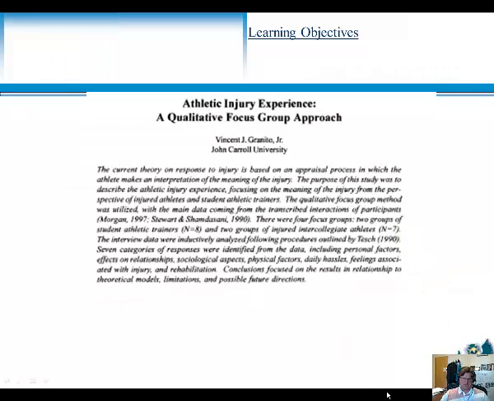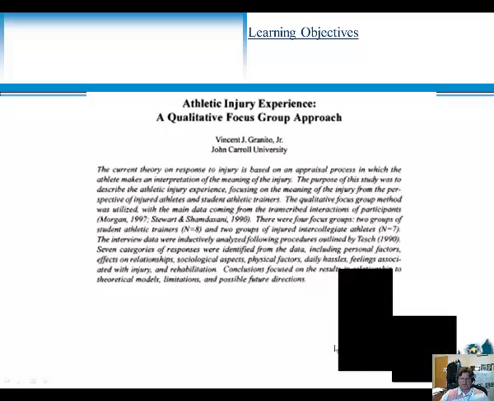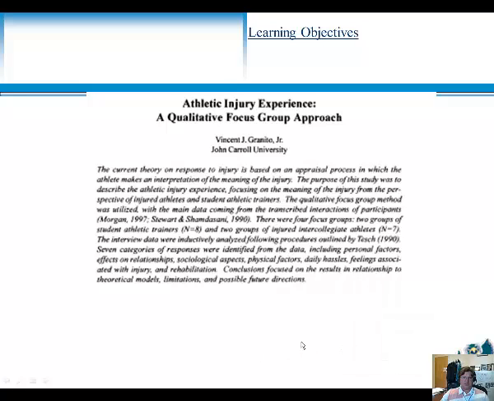So my first few slides are going to show some examples of qualitative research studies that have been done in our area. This study, titled Athletic Injury Experience, a Qualitative Focus Group Approach. And you can see here the purpose of this study was to describe the athletic injury experience, focusing on the meaning of the injury from the perspective of injured athletes and student athletic trainers. The qualitative focus group method was utilized, with the main data coming from the transcribed interactions of participants.